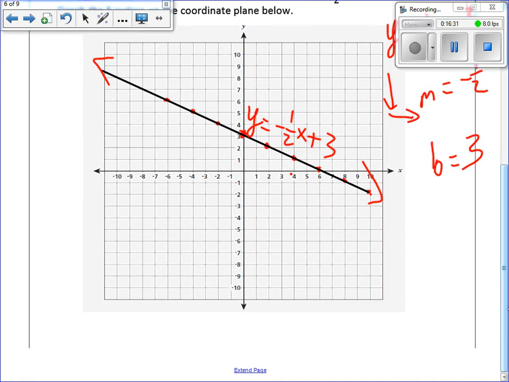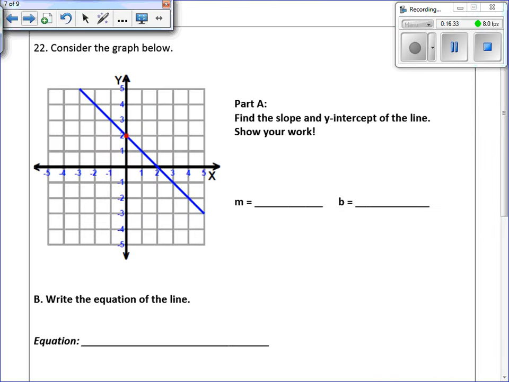Number 22. Consider the graph below. Find the slope and the y-intercept. The y-intercept is obviously 2. You don't need to show work. If you want to show work, just draw an arrow to it. Tell me, hey, that's the y-intercept. That one's obvious. Now we need to find the slope.